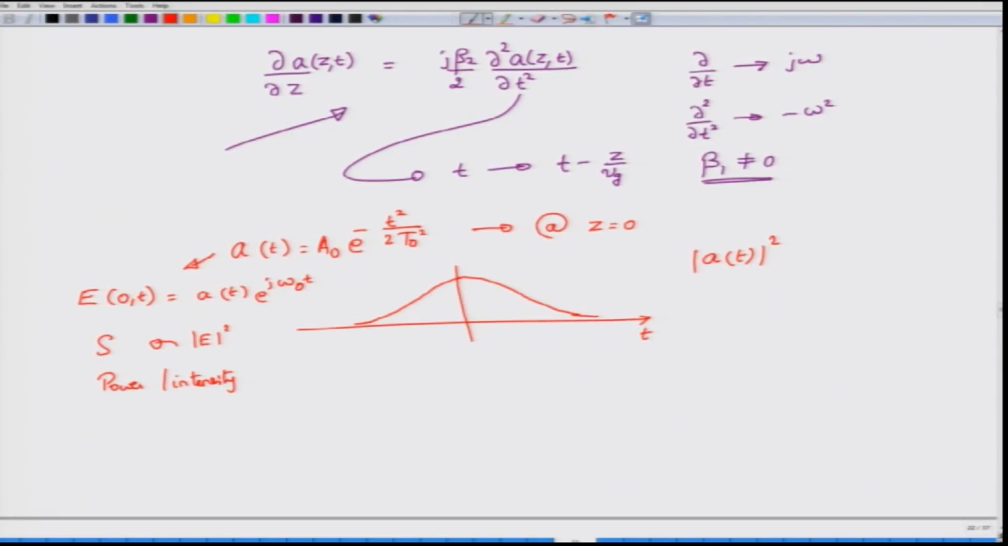The square of the pulse envelope, except for some numerical factors that go into it, will represent the power or intensity of the pulse. So, when I take the magnitude square, the 2 in the denominator of the exponential function will go away. Okay. So, this will be a 0 square. Please remember, a 0 is a real constant, and I have e power minus t square by t naught square.